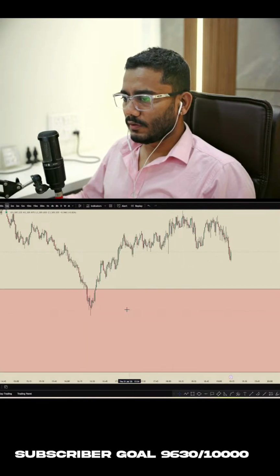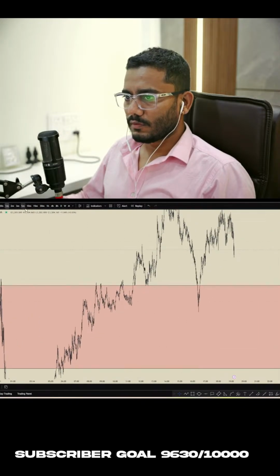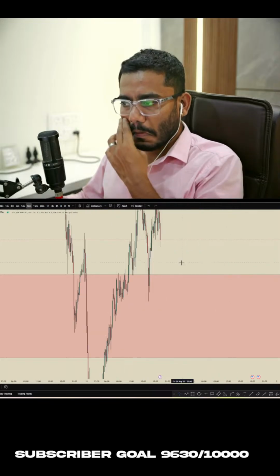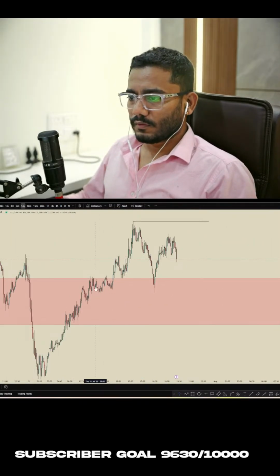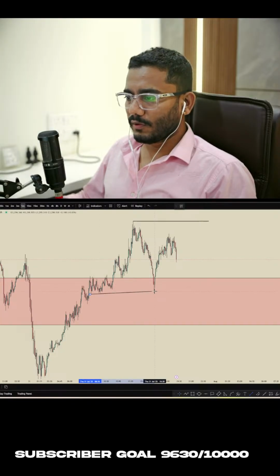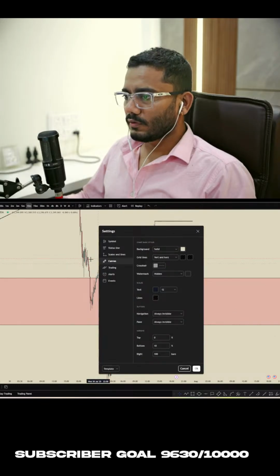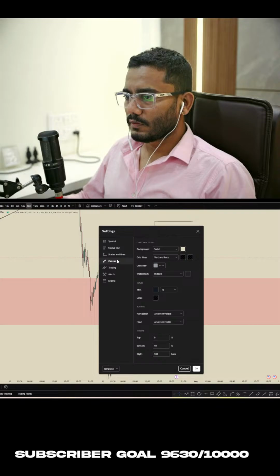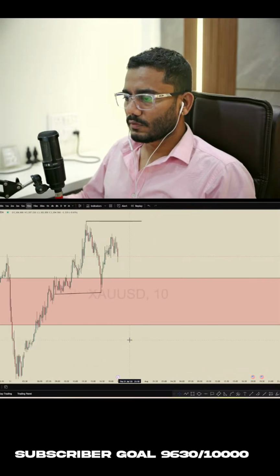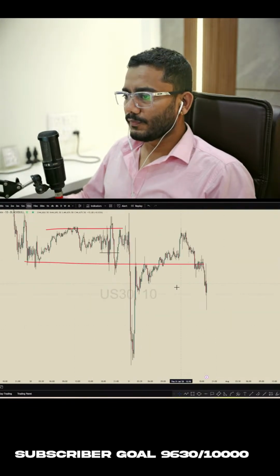We go to 1 minute. So this becomes a trend line liquidity over here. This is the gold chart on 10 minutes. Let's check US 30.